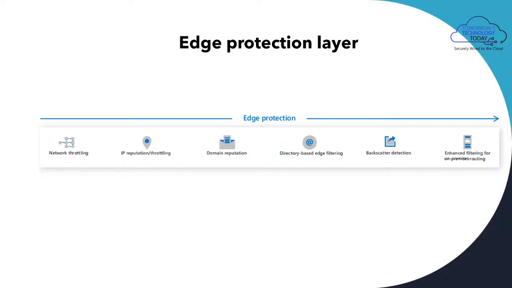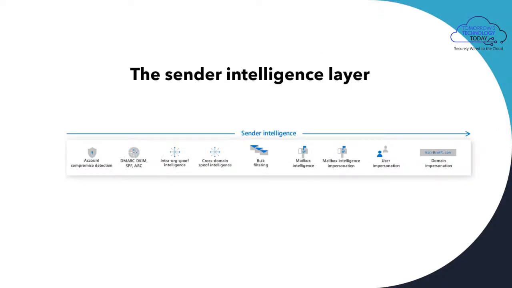Yep. So the edge protection layer is the first point of contact for an inbound message. It is made up of edge blocks that run automatically. Each edge block handles a different aspect of protection, from network and IP reputation, throttling, through directory-based edge filtering and backscatter detection. And then the next layer in the protection stack is sender intelligence.